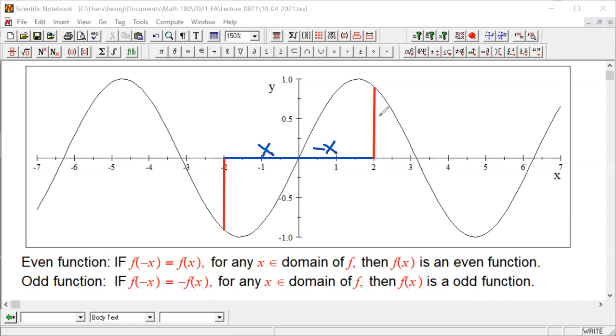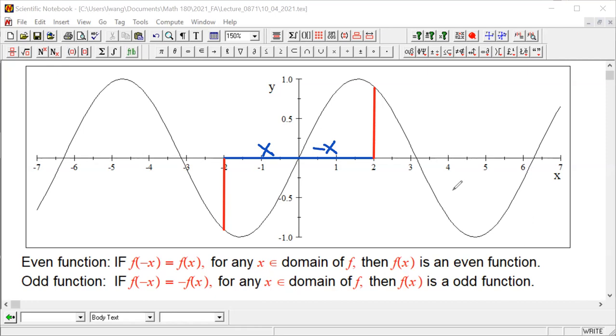Opposite inputs, respective outputs. If the respective outputs are the same in every situation of this kind, then it is even. But from what we saw, it's impossible for sine to be even. Do you agree with me? Is it possible for sine to be even? Not at all. So sine may be odd.